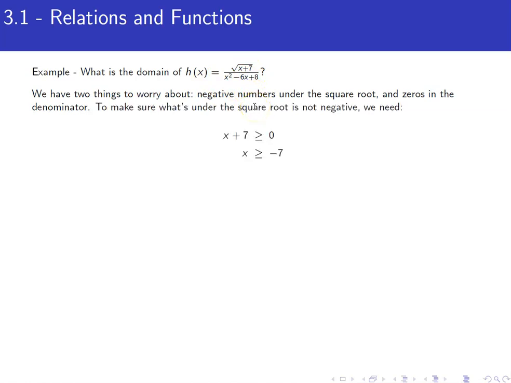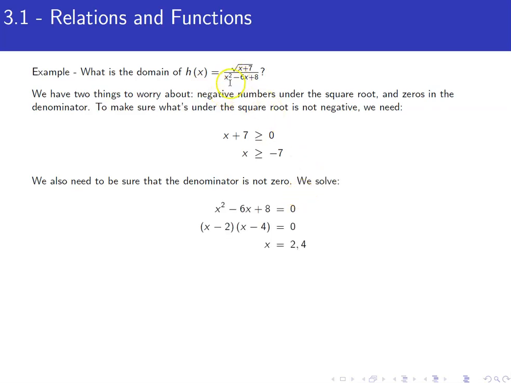Making sure that what's under the root is not negative, we need to make sure that x plus 7 is greater than or equal to 0. So solving for x, we get x is greater than or equal to negative 7. For the denominator, we need to make sure that's not 0 as well. So we're going to solve the equation x squared minus 6x plus 8 equals 0, and then we're going to exclude those x values. This x squared minus 6x plus 8 factors into x minus 2 times x minus 4. And we see then that the solutions are x equals 2 or 4.